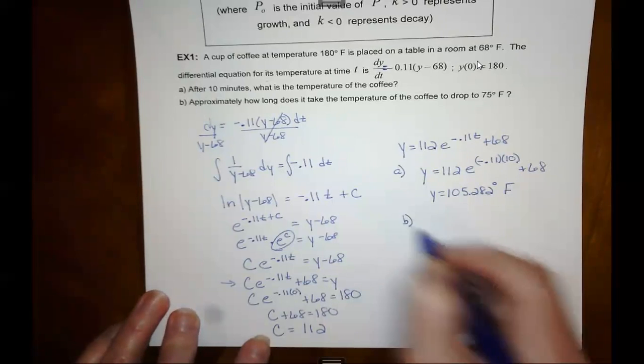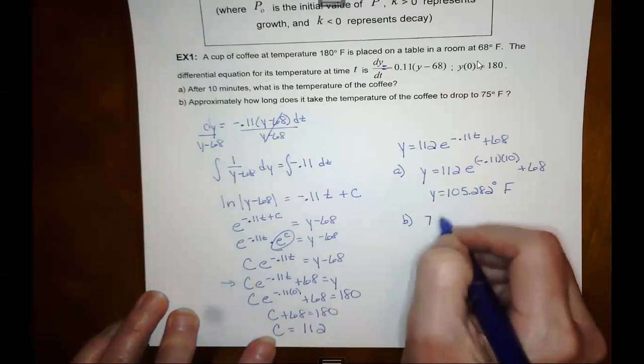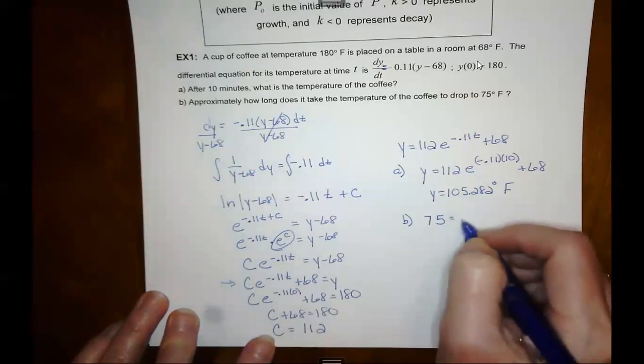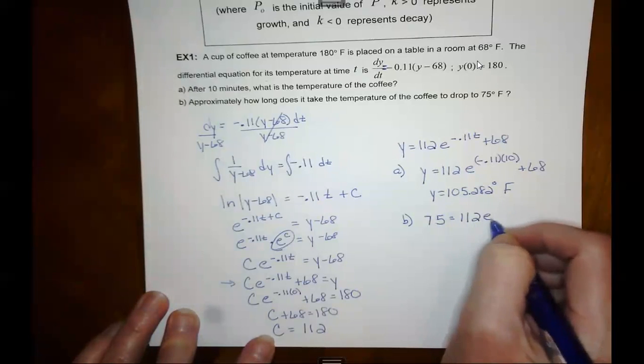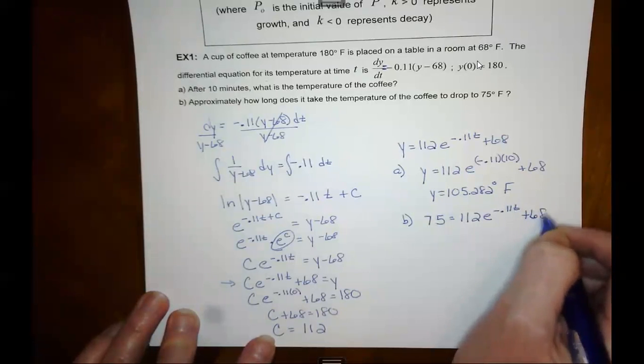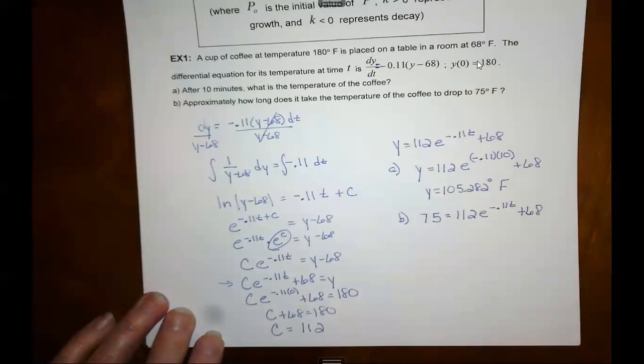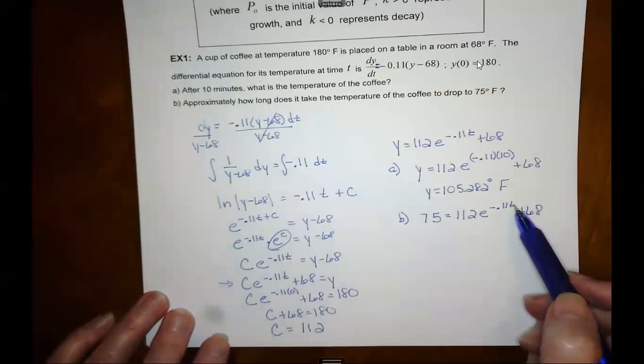All right. For part B, it says approximately how long does it take the temperature of the coffee to drop to 75 degrees Fahrenheit? Well, again, y is our Fahrenheit value. So we're going to put that at the front of our equation, equal to 112 e to the negative 0.11 t plus 68.